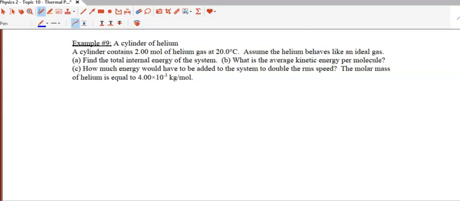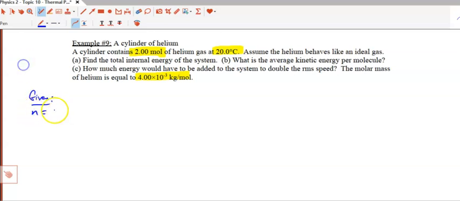All right, example number 9. We have a cylinder containing helium, 2 moles of gas at a temperature of 20 degrees Celsius. We're also told the molar mass of helium is 4 times 10 to the power negative 3 kilograms per mole. So let's write this down as given in our problem.